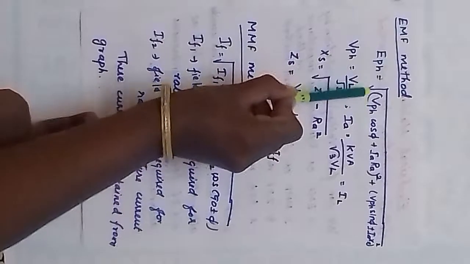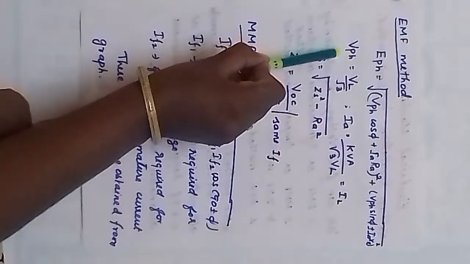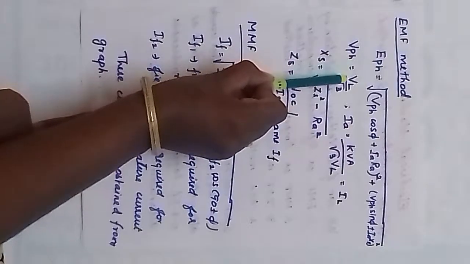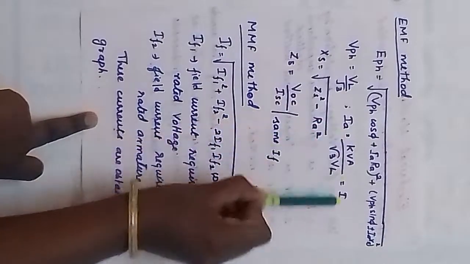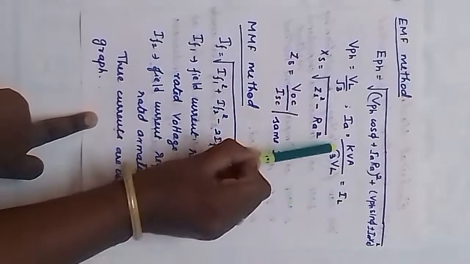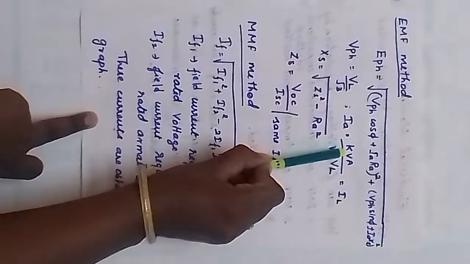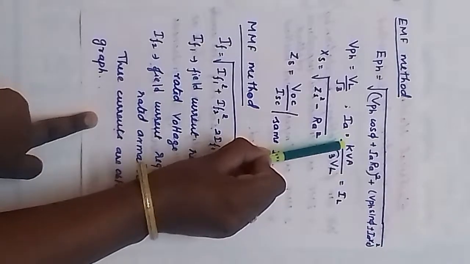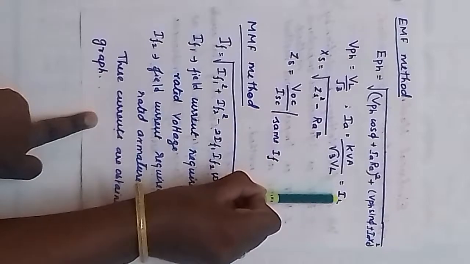And next, these values are found by using formulas. V phase is VL by root 3. VL means line voltage, which is given in the problem itself. And next one is IA. IA is the line current IL, that is kVA divided by root 3 VL. Alternator is normally specified in kVA rating. So the kVA rating of the alternator is given, and from this we get the value of line current.